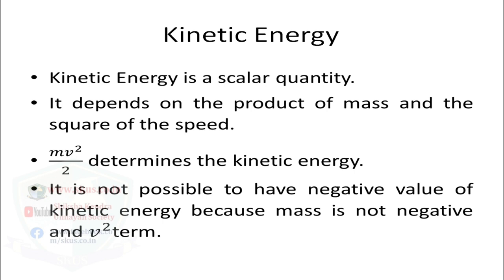What is the expression for kinetic energy? It depends on the product of mass and the square of the speed. That is, half mv square determines the kinetic energy. The question arises, can we have a negative value of kinetic energy? Well, possibly not, because there are two conditions. First, mass can never be negative, and secondly, velocity can be negative, but we have a square term that makes it positive. Therefore, kinetic energy is always positive.